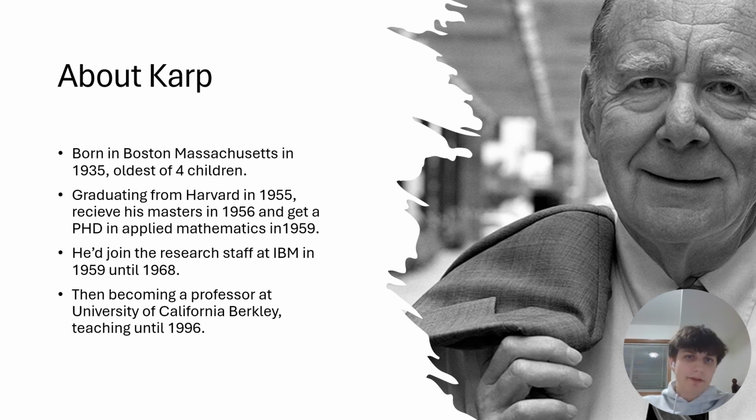He was born in Massachusetts in 1935, followed by three younger siblings. He would actually follow in his parents' footsteps, attending Harvard, where he graduated with his bachelor's in 1955. Not only stopping there, however, he'd go back to Harvard to get his master's, but also his PhD in applied mathematics. He later joined IBM's research staff in 1959, where he'd create a few of his famous algorithms, but it wasn't until he would become a professor at University of California, Berkeley, where he'd make a bulk of his algorithms in collaboration with others.